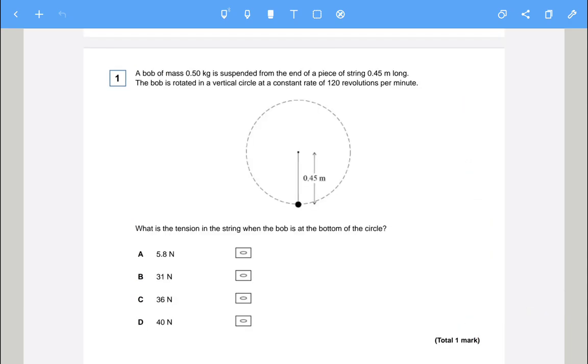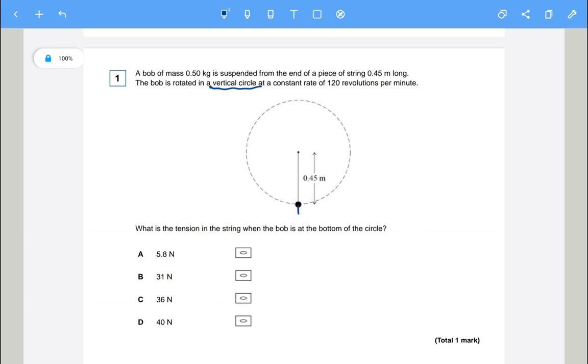So these questions are quite common across all exam boards and can be quite complicated, but once you've done a few examples, it should be okay. So the first thing that you need to do is to identify the forces. So these types of questions work when something is spun in a vertical circle. So let's go for the labeling of the diagram.